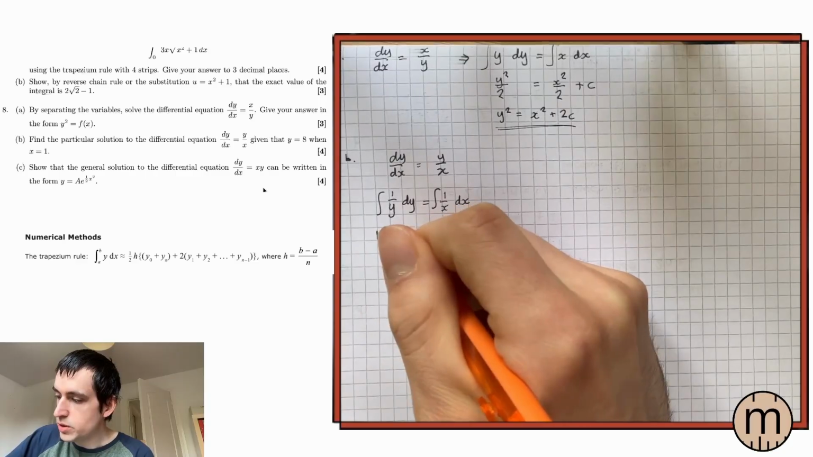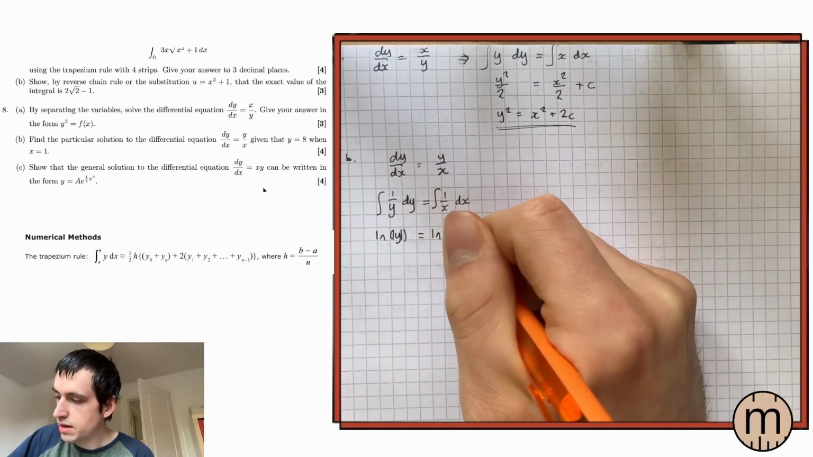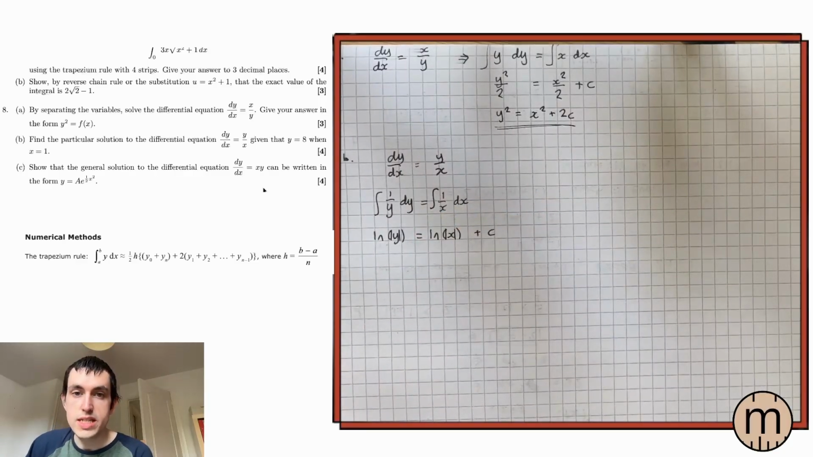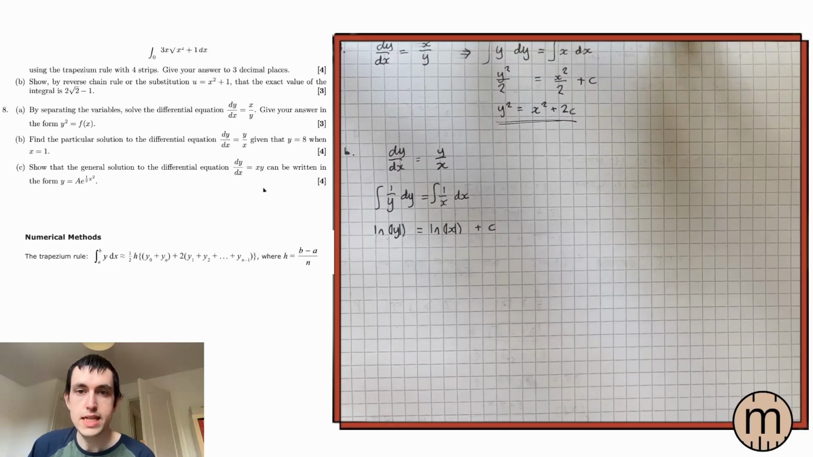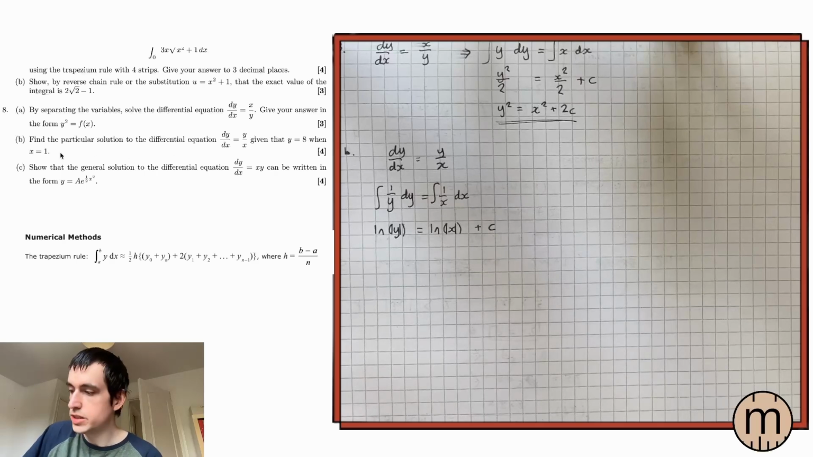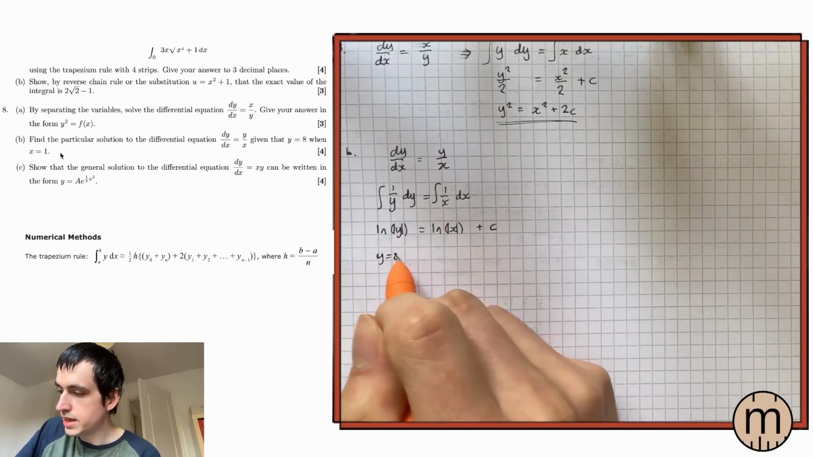Technically, there should be modular signs here and here. Sometimes the question needs it, but sometimes it's defined only for positive values. In this case, we're given that y is 8 when x is equal to 1, so we're given a boundary condition. Y is 8 and x is 1.